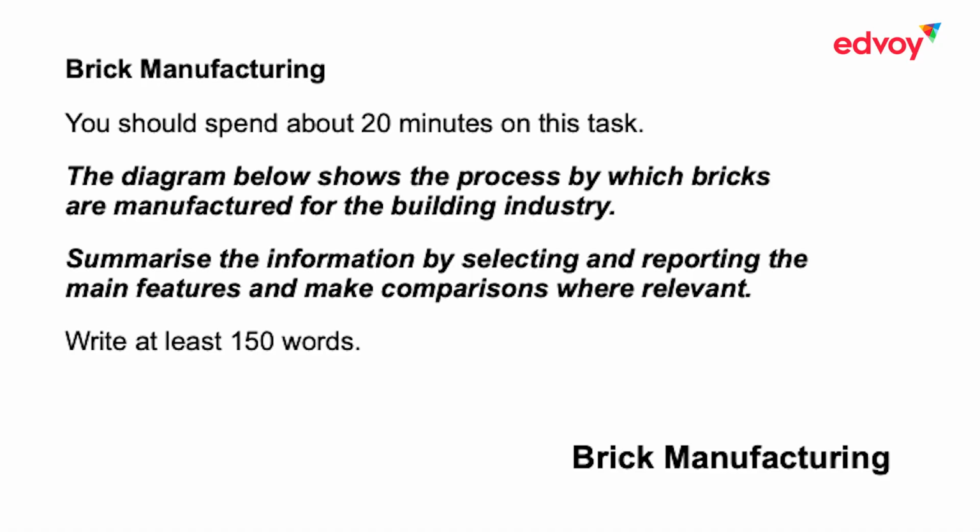The second part of the question is exactly the same as any other question in Writing Part 1. The question tells you to select the main features and compare anything relevant. That means when writing, you do not need to go into huge detail and minor information can be left out.